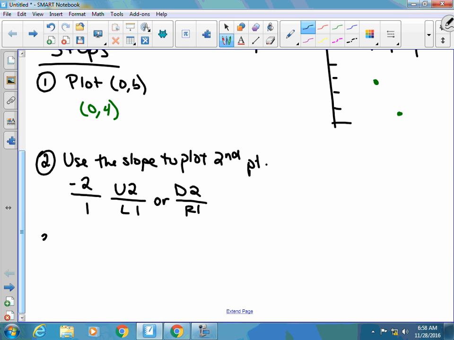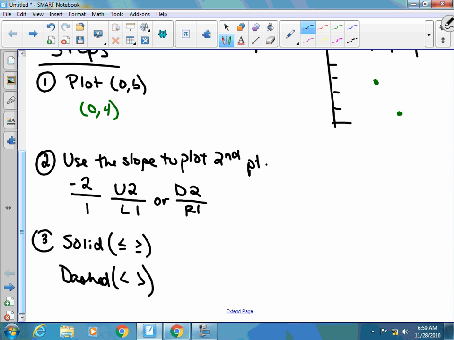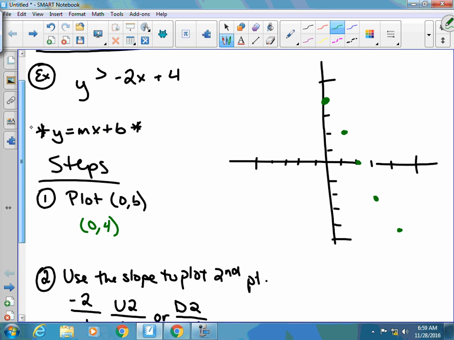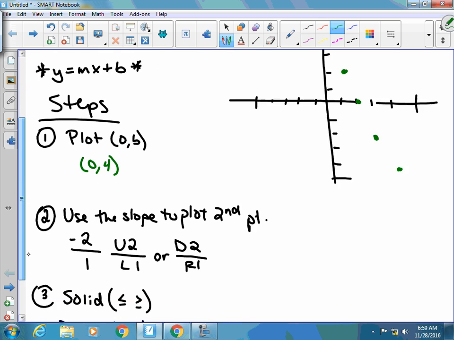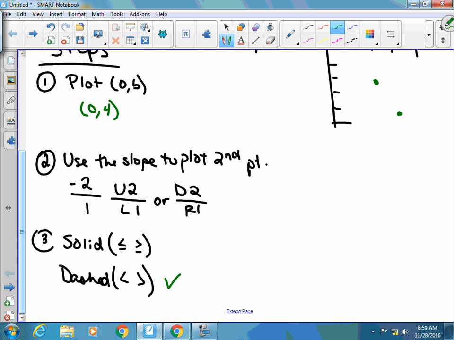So for step 3, we need to figure out if we have solid or dashed. Solid, you are going to have a line underneath the equal to part. If it's dashed, there is no line. So when I'm looking at our inequality, going back up here, we have a greater than. We don't have an equal to, so we are going to go with a dashed line.